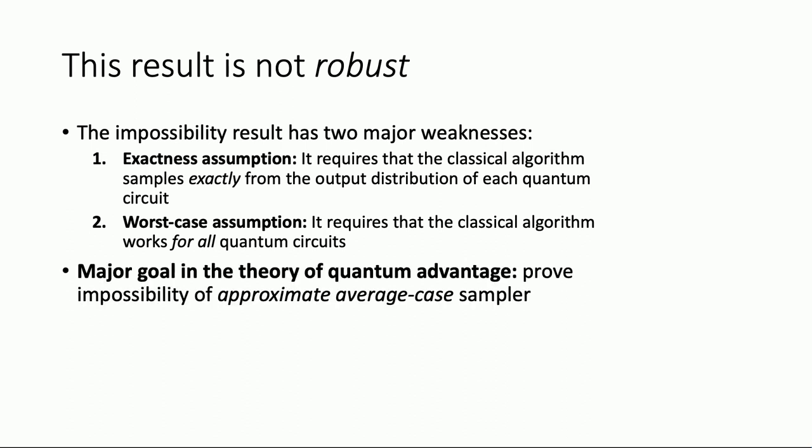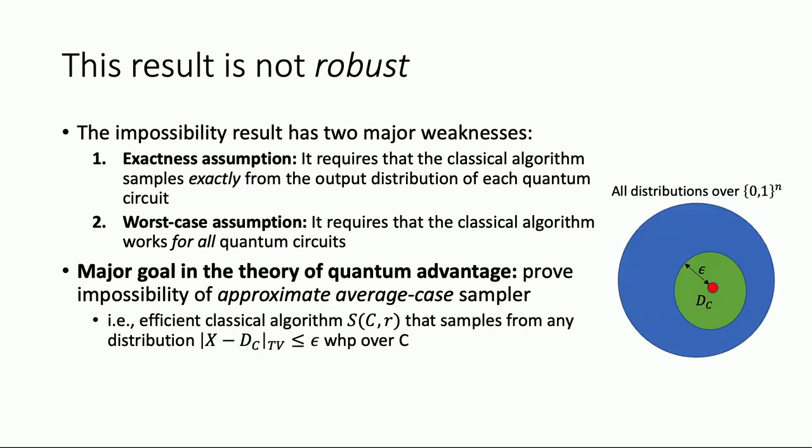So a major goal in the theory of quantum advantage, maybe arguably the most important problem that remains open, is to prove the impossibility of a more reasonable algorithm that addresses both of these weaknesses, okay? In other words, prove impossibility of a weaker algorithm, that's approximate and average case, yeah? So it's a weaker algorithm, so proving hardness of a weaker algorithm is a harder job.